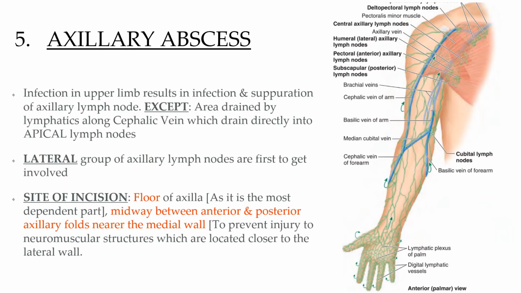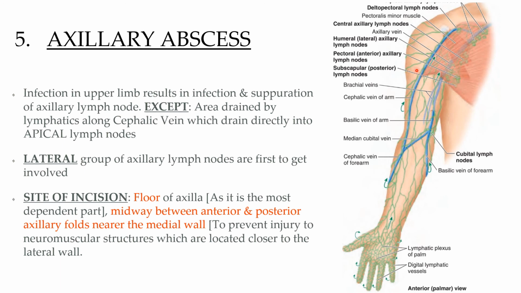Infection in the upper limb may result in infection and suppuration of the axillary group of lymph nodes. As we know, the lymph from the upper limb is drained into the axillary group of lymph nodes, primarily the lateral group, except the area drained by those lymphatics which run parallel to the cephalic vein, as these lymphatics drain their lymph directly into the apical group of lymph nodes. Now, in neglected cases, the infection of the lymph node may get converted into an axillary abscess.